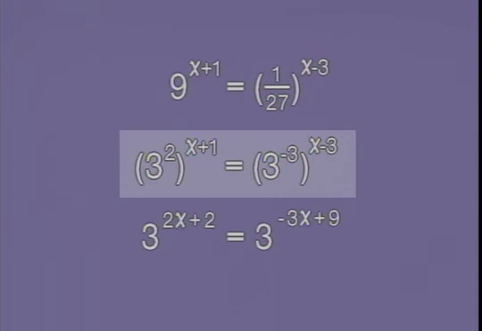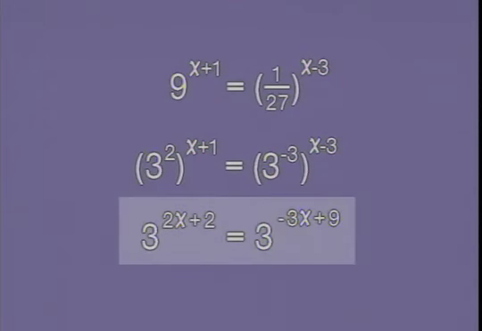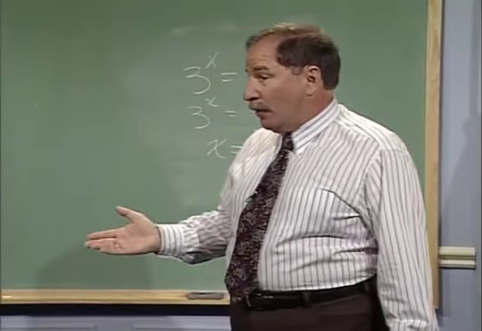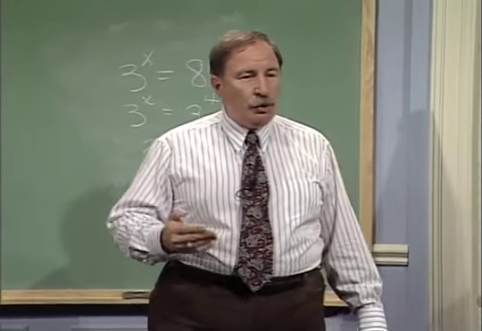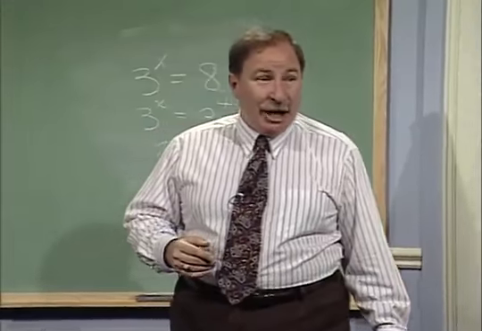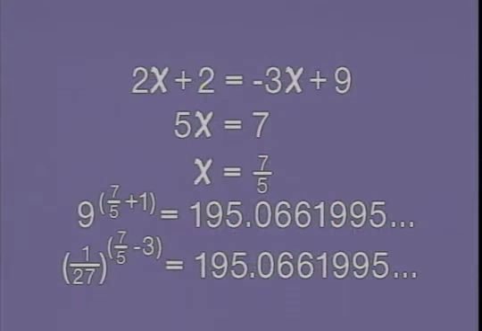And now we use exactly what we did in the previous problem. We multiply, because raising a base to a power, you multiply the powers, and we get 3 to the 2x plus 2 equals 3 to the negative 3x plus 9. Now we're back in the situation. We have an equation, equal bases. We set the powers equal to each other, and that's what we've done in the next visual. We have 2x plus 2 equals negative 3x plus 9.